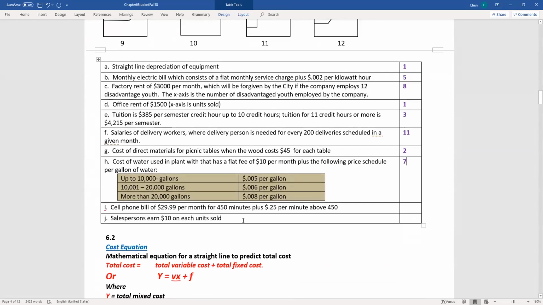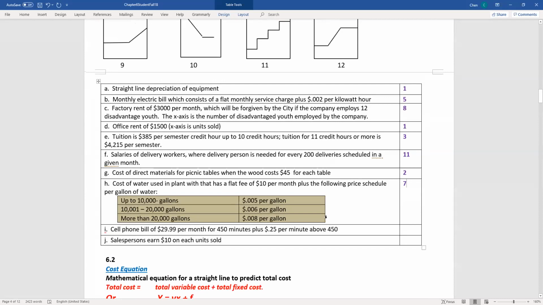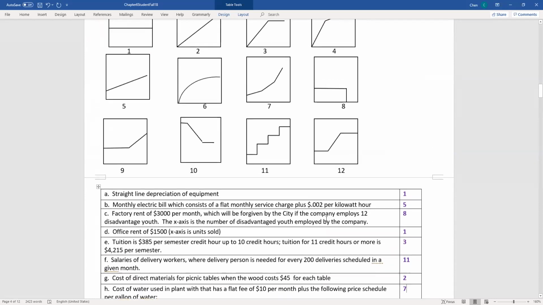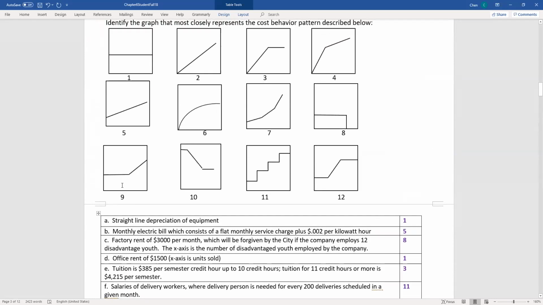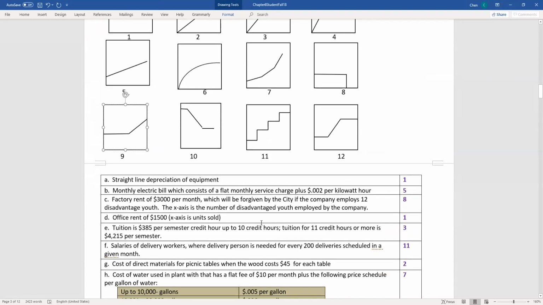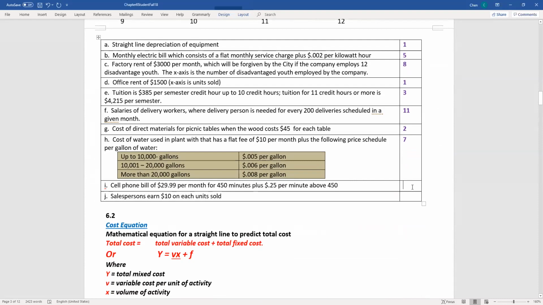And then cell phone bill of $29.99 per month for 450 minutes plus 0.25 per minute above 450. This is a flat rate before 450 minutes, and then there's an increase after that. If you look at that, it should be 9. Okay, 9 starts with a flat rate, and then there's an increase as the volume increases.